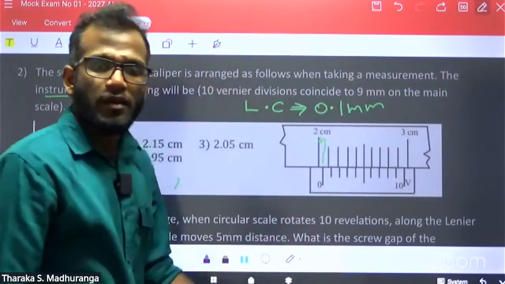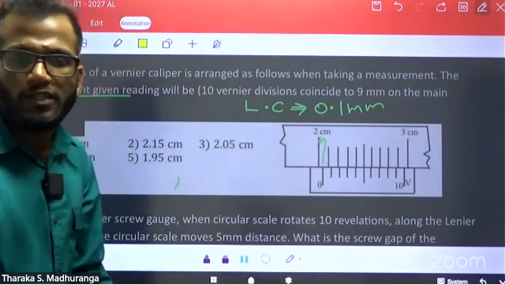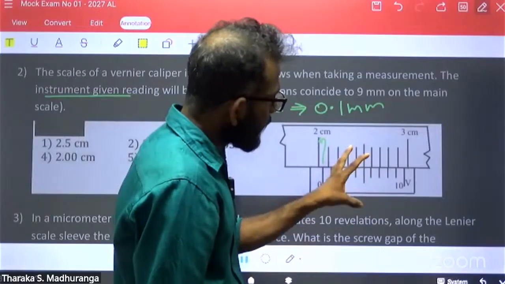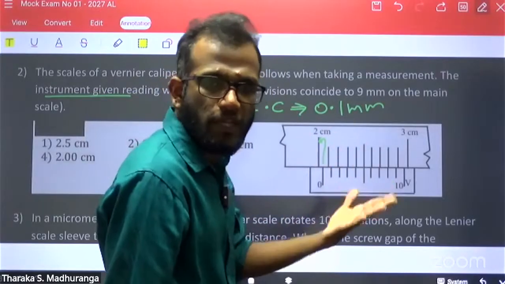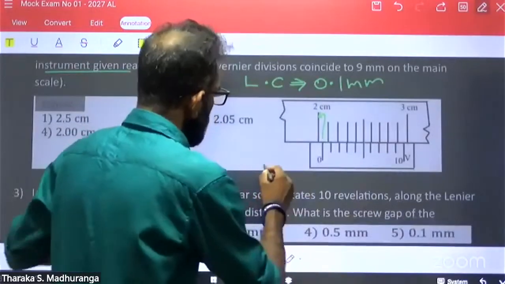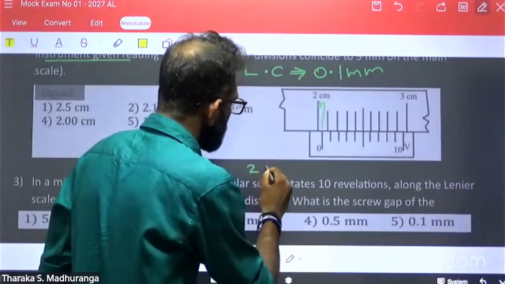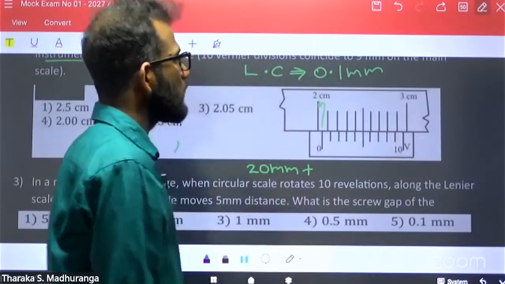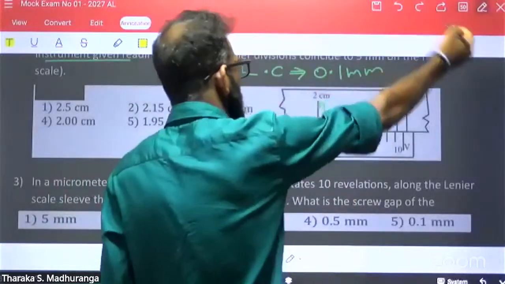I told you the main scale value is the one before the vernier scale 0. According to this given scale, the main scale value is 2 centimeter. 2 centimeters means 20 millimeters, that you already know. The main scale value is 20 millimeter. 20 millimeter plus, and no need for plus, we can add later.